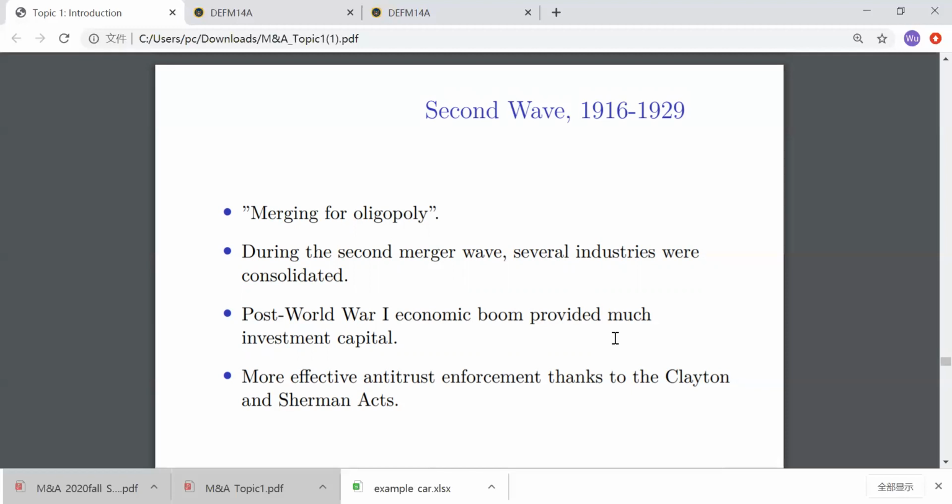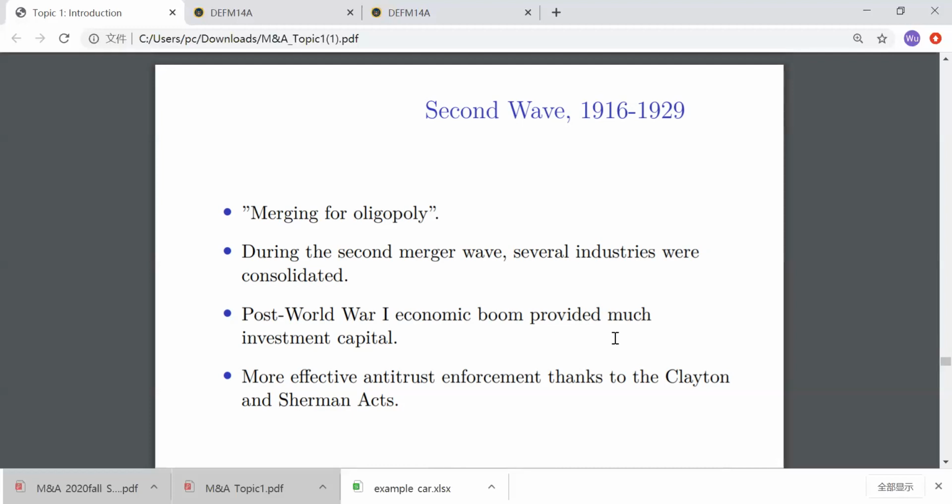Now, because many monopolies were created in the first wave, in the second wave that started in 1916, regulators began to pay attention to this issue, right? So in that case, during the second merger wave, several industries were consolidated, but without creating monopoly, right? The theme of the second merger wave is merging for oligopoly, right? Which is a more competitive form than monopoly.